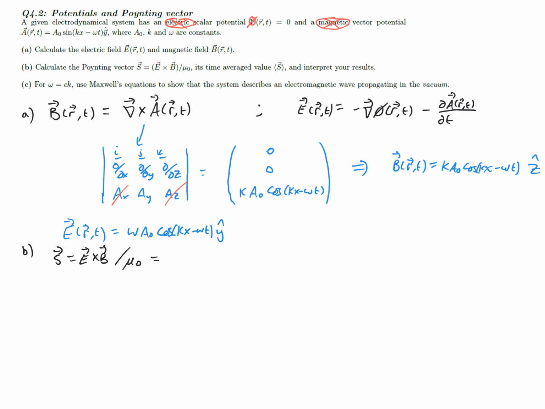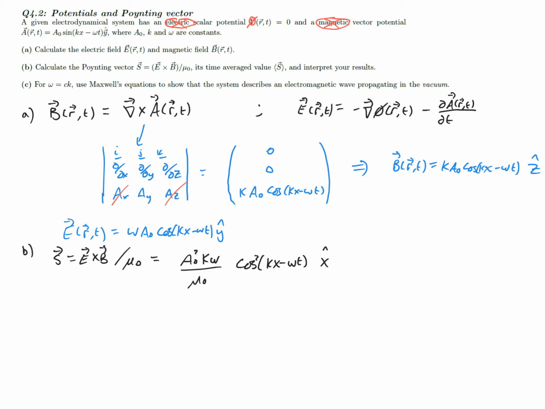That's because the cross product gives us a vector that's mutually perpendicular to the two vectors, and we have a right-handed set. So E cross B is, of course, along the x direction. And indeed, because it's E cross B rather than B cross E, and because we have a right-handed set, it's in the positive x direction. So this object is very simply A naught squared k omega over mu naught times cos squared of (kx minus omega t) in the positive x direction.